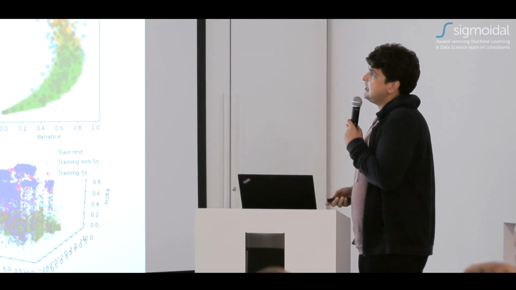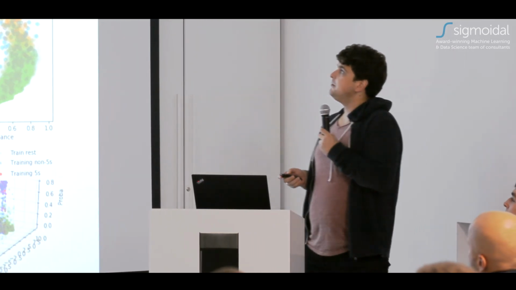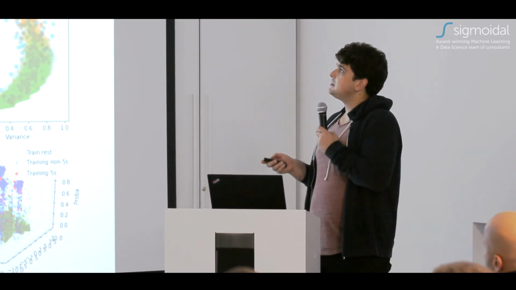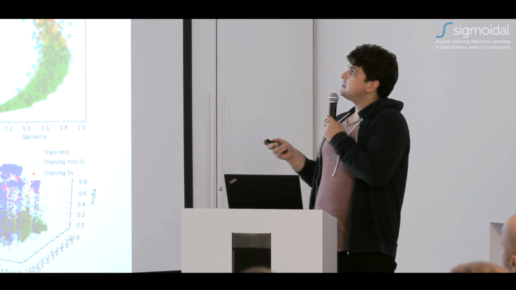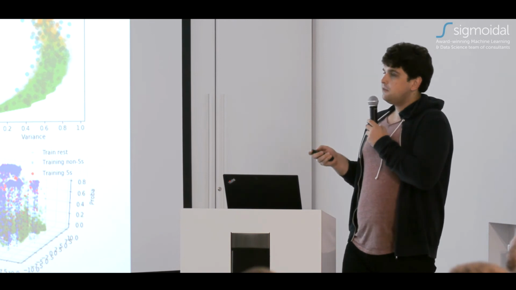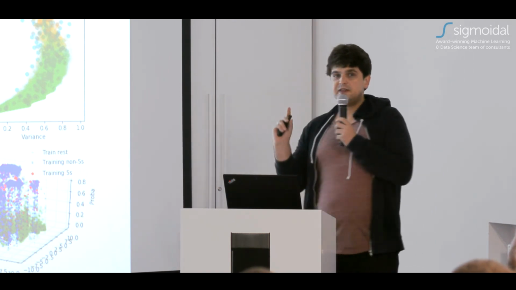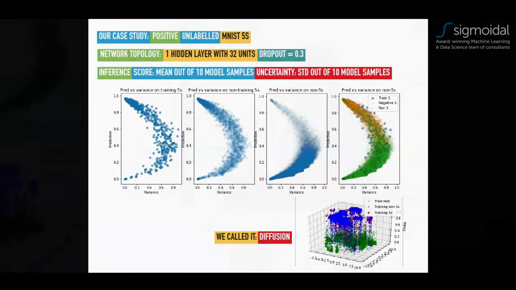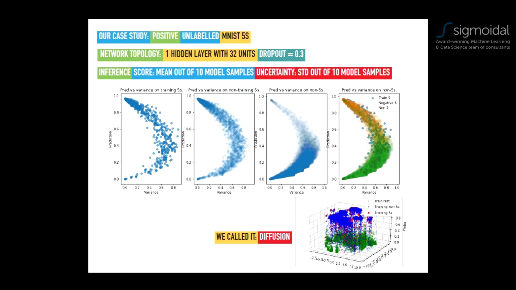Okay, so what was our case study? In our case study, I will show you this based on an artificial case study, where once again we will use a digits data set, and we took fives. Out of 5,000 fives which you have in this data set, we took 1,000 as known positive examples, and the other 4,000 we simply classified as non-fives. Then we trained, in this case, a really simple model, which is the same network which we introduced before.